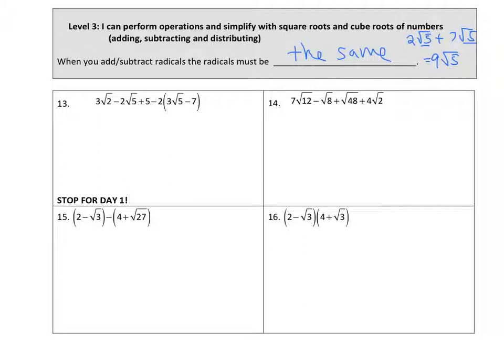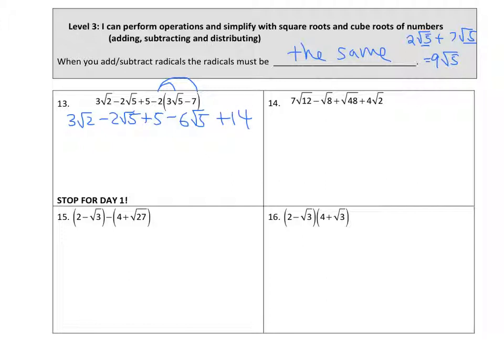Okay, so in this first example, we are going to first use the distributive property and distribute this negative 2 to both of those parts. I'm going to just bring down 3 radical 2 minus 2 radical 5 plus 5. And then when I multiply negative 2 times 3 radical 5, I multiply the regular number parts, and we get negative 6 radical 5. And then I multiply negative 2 times negative 7, and I get plus 14.